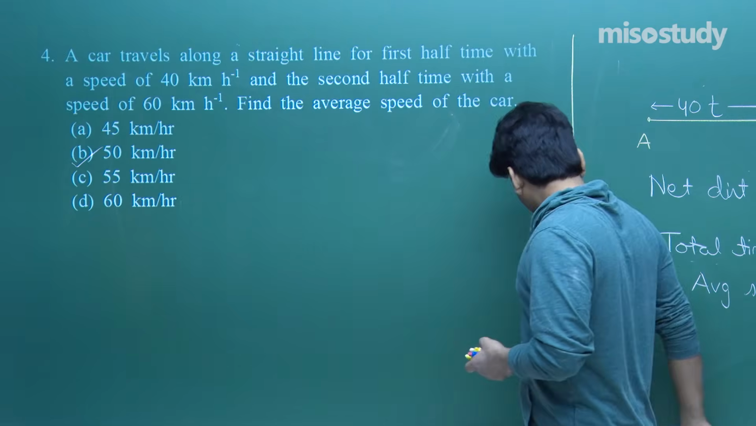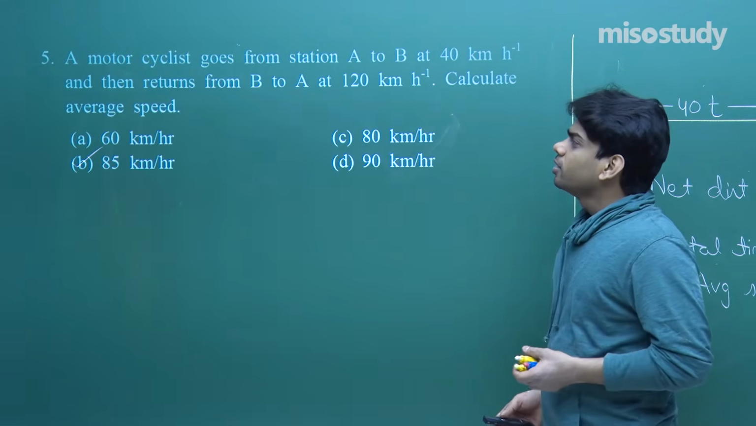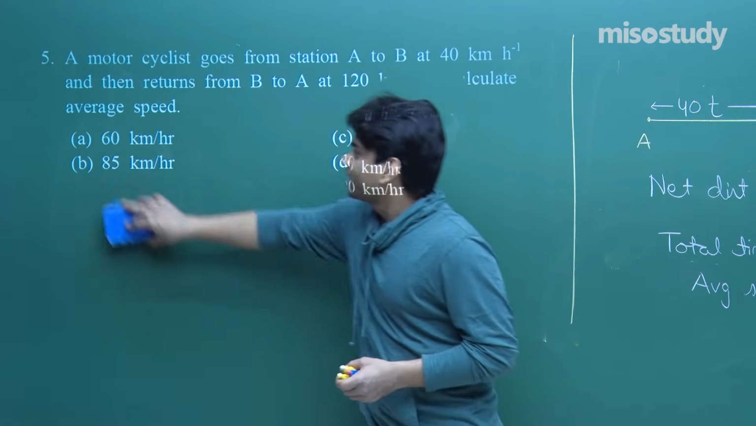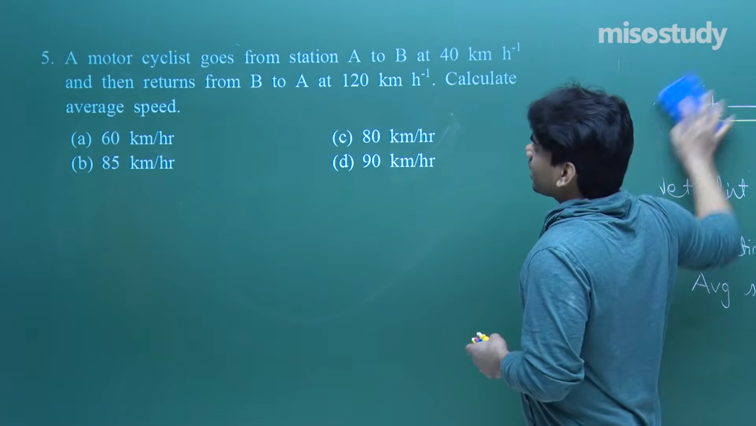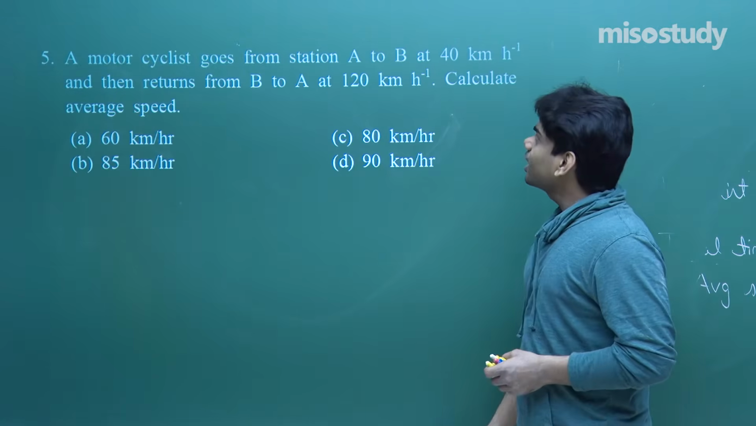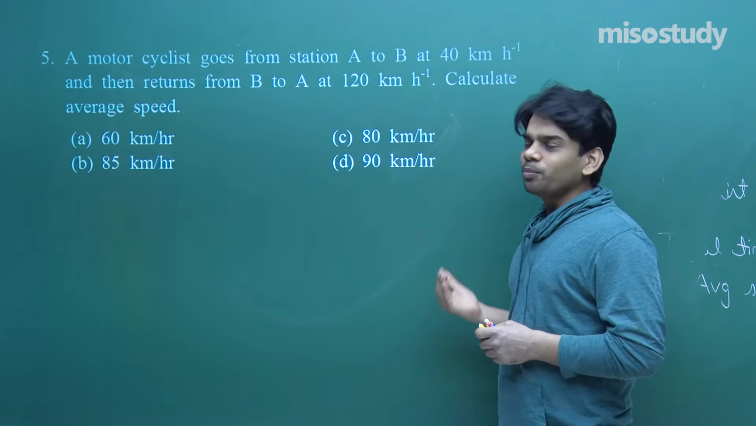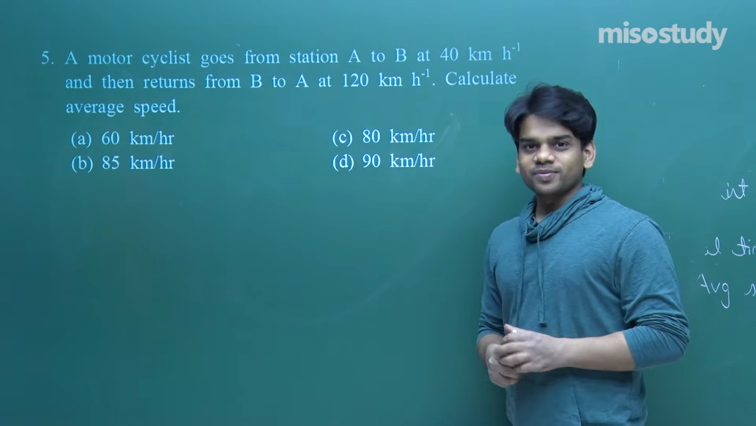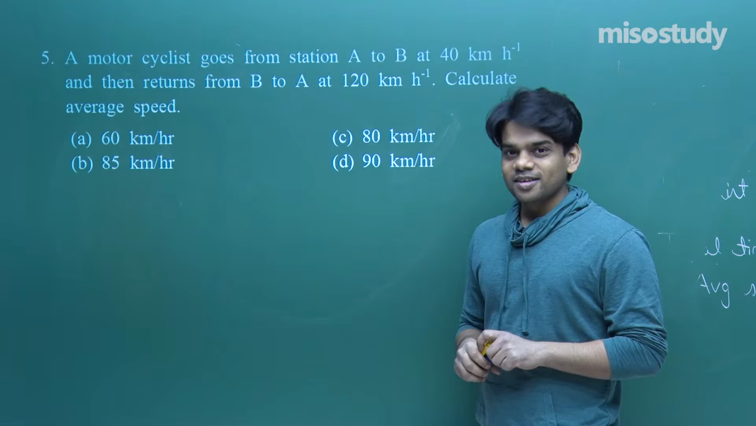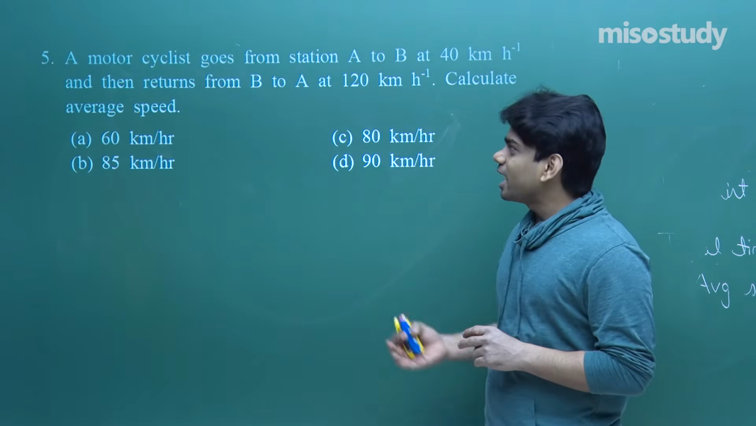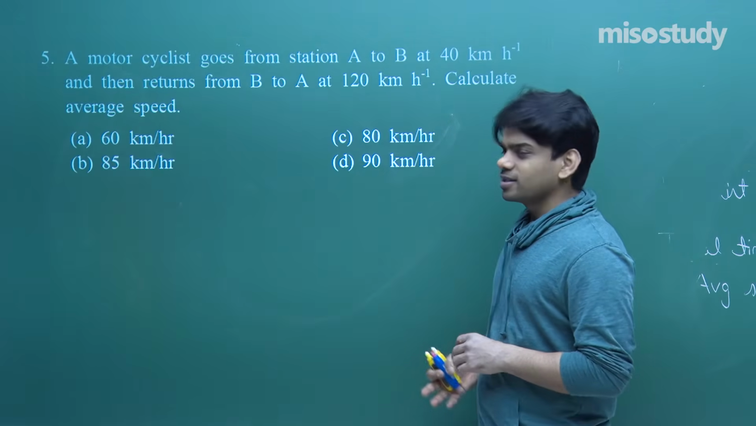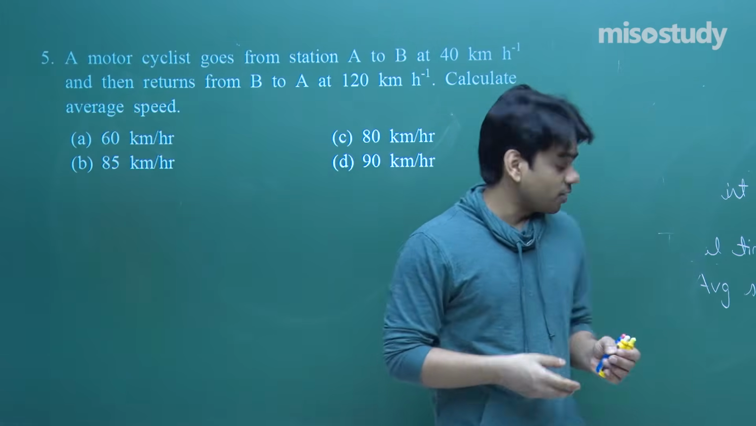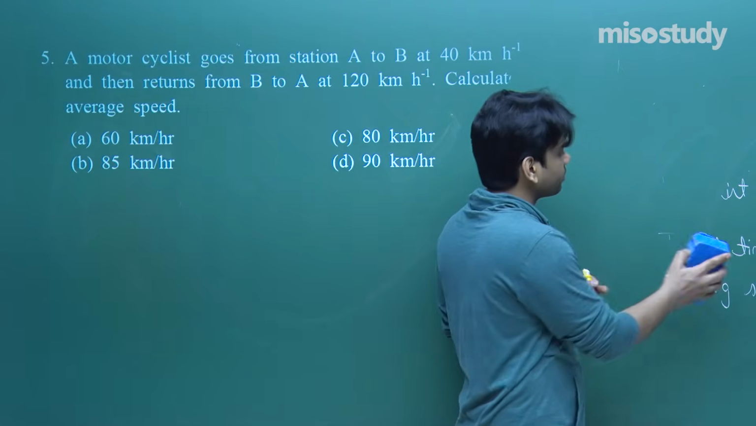Next question, without taking more time, let's solve the next question. A motorcyclist, first of all, let me wipe this. Motorcyclist goes from station A to B at 40 km per hour and then returns from B to A at 120 km per hour. Calculate the average speed. The distance is same in both the cases. Speed is different. You might be thinking that 120 plus 40, 160 divided by 2, you'll get 80 km per hour. Let's check whether the average is correct or wrong. We will learn something with this question.